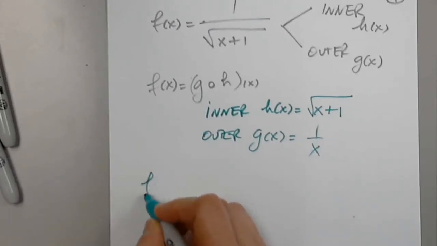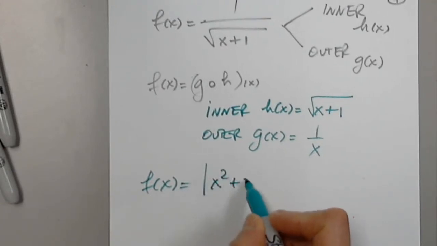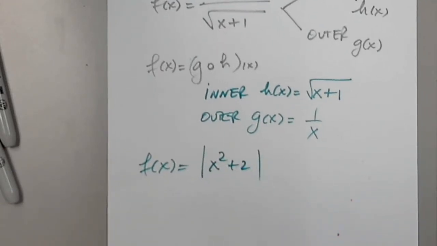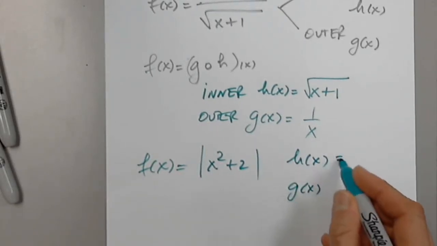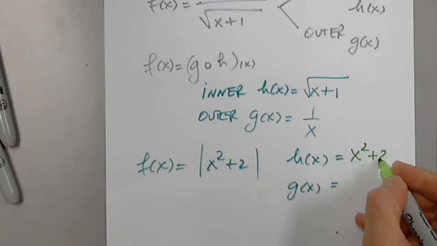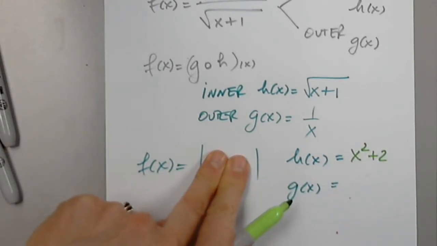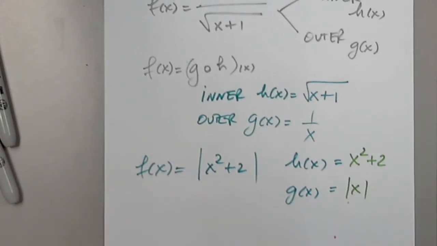Okay. So let's look at f of x. Let's say the absolute value of x squared plus 2. We need the inner, which is h of x, and the outer, which is g of x. The inner, please. X squared plus 2. Agreed. Once I have a number here, what will be the outer? Absolute value of x. Is this clear?